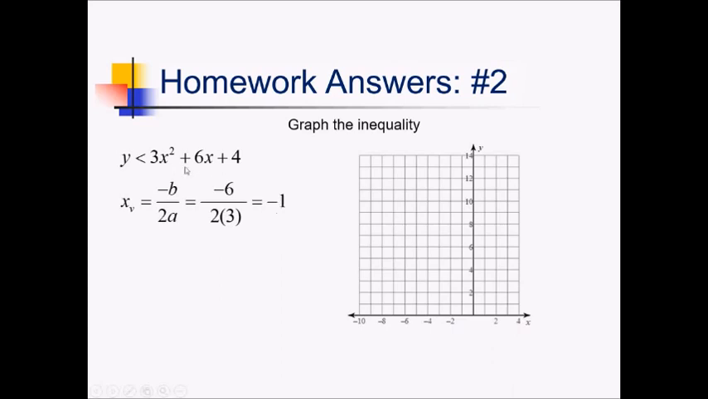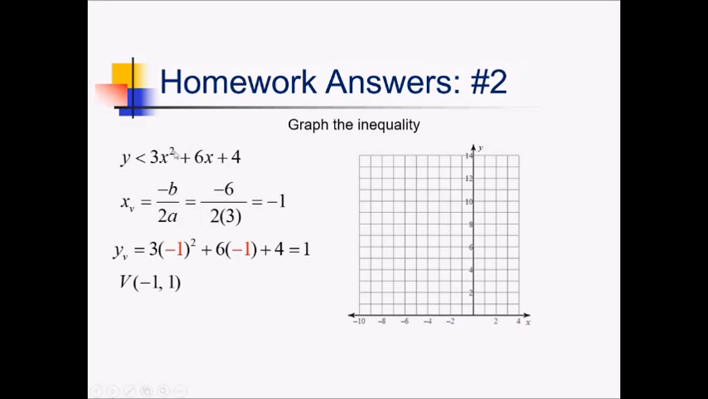Plugging that back into the expression to find the y value, we have 3 times negative 1 squared, which is just going to be 3. This is minus 6 from that, so that's going to be negative 3 so far. Plus 4 is going to give us 1 for the total there. So our vertex will have negative 1 comma 1.